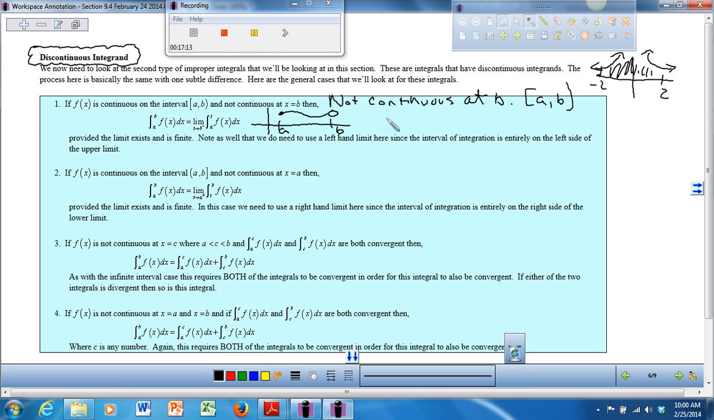So to be able to evaluate this integral, we need to add a limit on our b value, and we can only approach b from what side? The left. So our integral will now be the limit as, we'll call it p, approaches b from the left of the integral from a to p of f of x dx. So we put the limit on the undefined portion. And you need to think about which way can I approach it from.